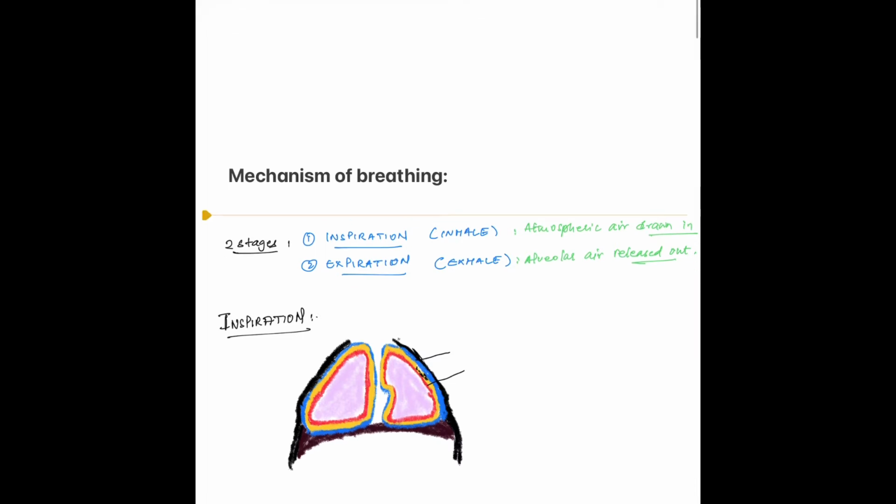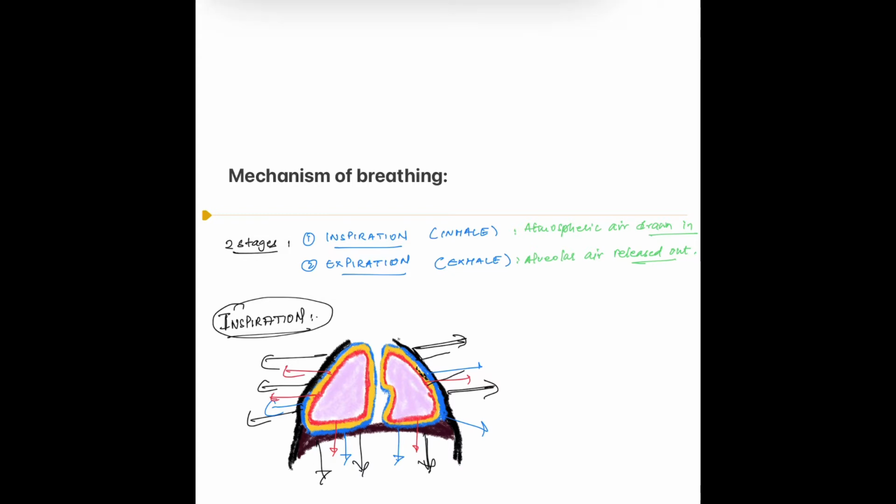During inspiration, the chest wall moves outwards and the diaphragm pulls downwards. This results in expansion of the thoracic chamber. When the thoracic chamber expands, it pulls the outer pleura with it. The outer pleura pulls the inner pleura with it, and the inner pleura pulls the lungs with it.